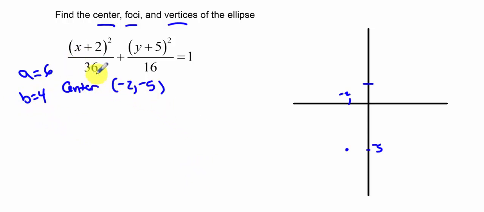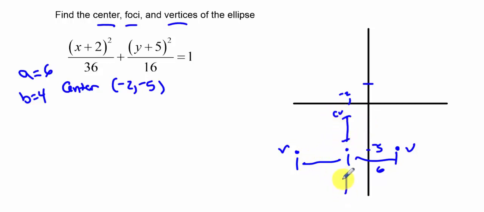I know that the bigger number is a. So from here, if we move out 6 in either direction, we get a vertex. And if we move up and down 4, we get a co-vertex.